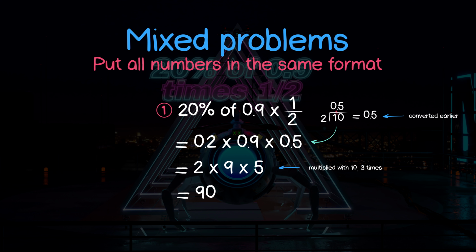So to do this, we're going to shift our decimal place to the left for each division of 10. First time, 90 becomes 9. Next time, 9 becomes 0.9. And one more time, and we have our answer of 0.09.